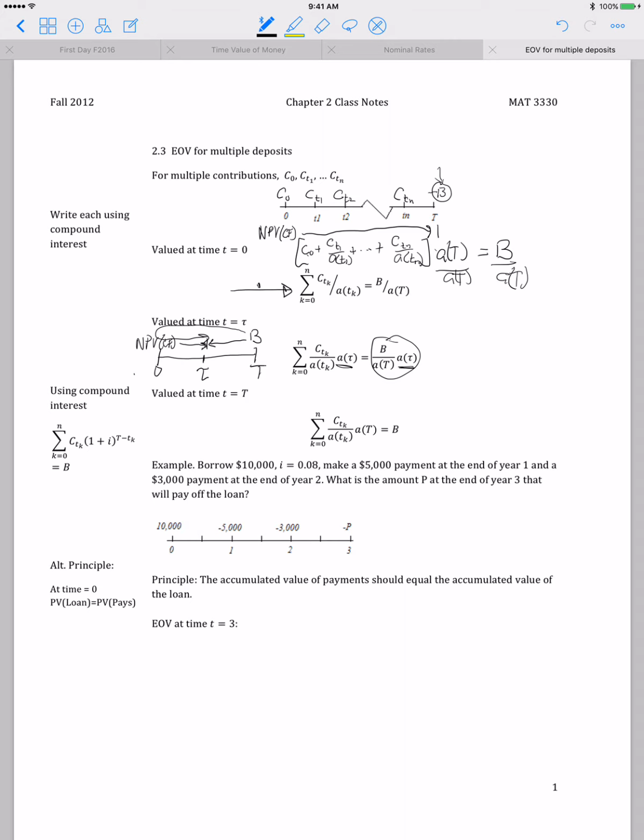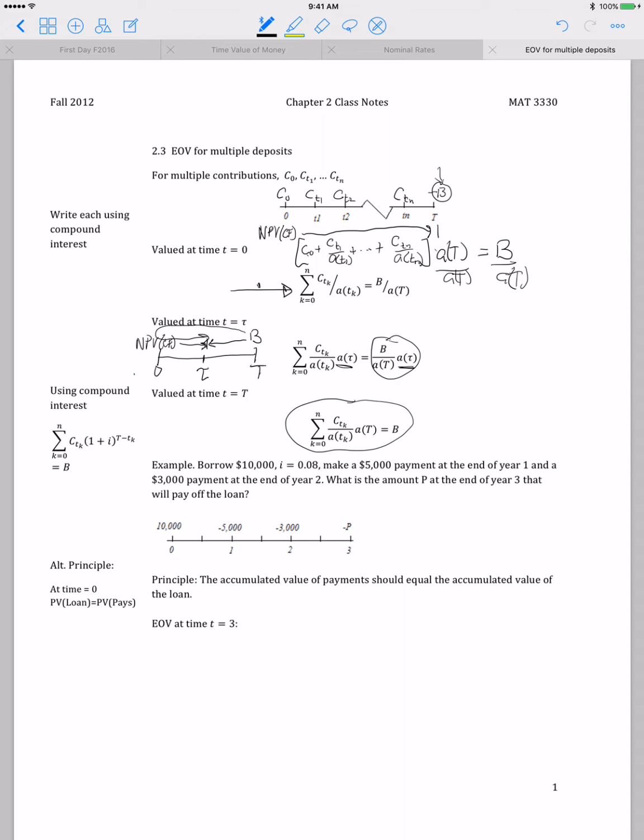If we want to value these multiple deposits at maturity at time t, then of course that's what we did in the very beginning, at the start. And so we can summarize that equation of value right here.